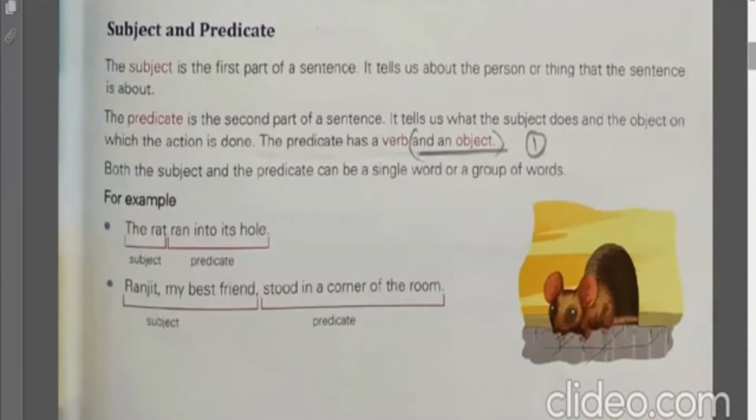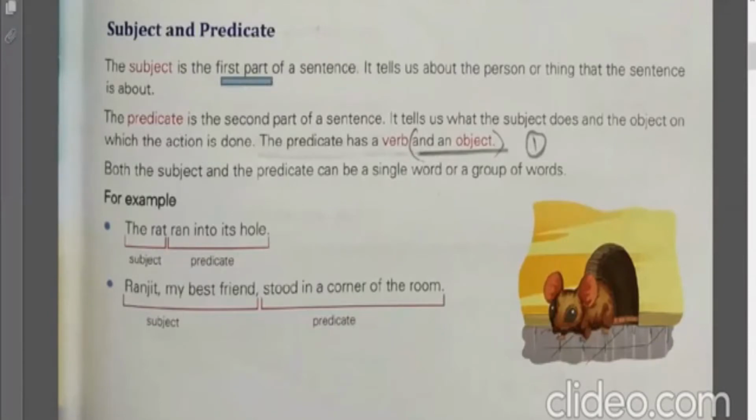Now here we are on the second segment of our chapter. A sentence has two parts. First, subject, and second, predicate. Subject is the first part of your sentence, and it tells us about the person or thing that the sentence is about. That means subject is the first part of the sentence that we need to remember here. And second, subject is the person or thing that we are talking or discussing about.